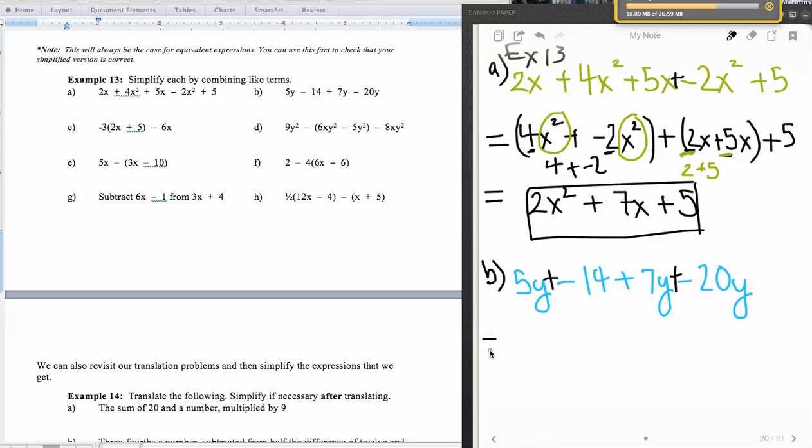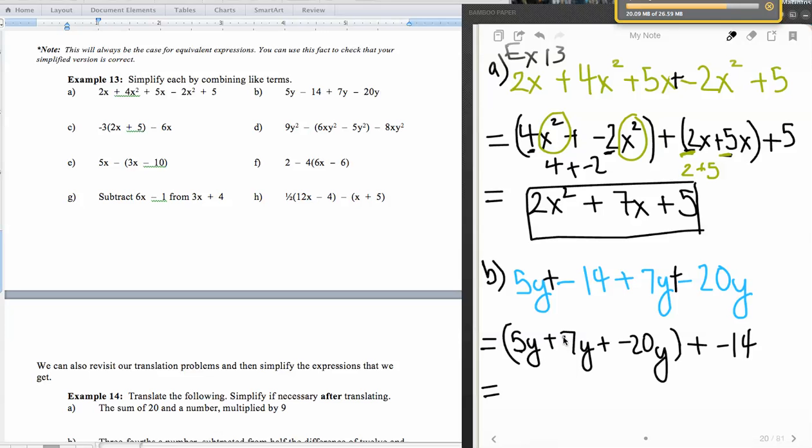And now I'm going to literally use commutative and associative properties. I have 5y's, and then plus I have a 7y, and then plus I have a negative 20y, and that's all the y's, so I'm going to close those in, and then plus a negative 14. That's different. And now I'm going to simplify these by combining my like terms.